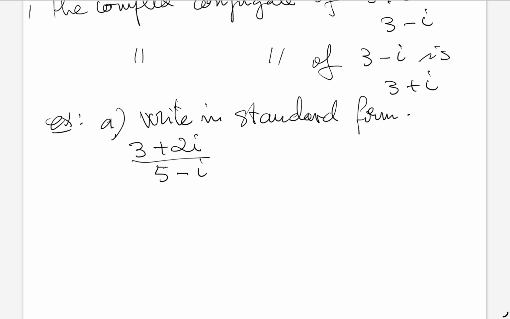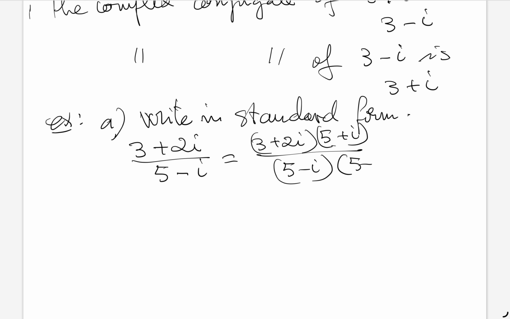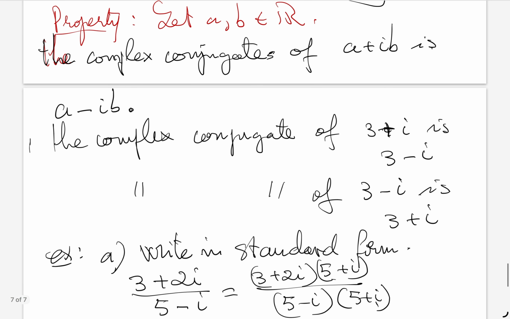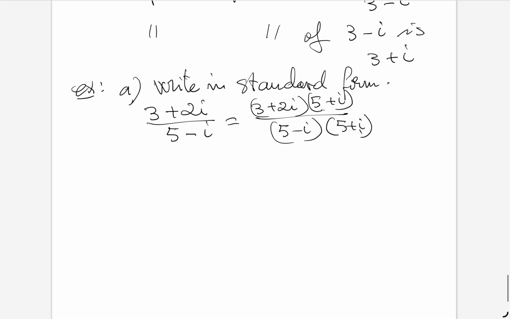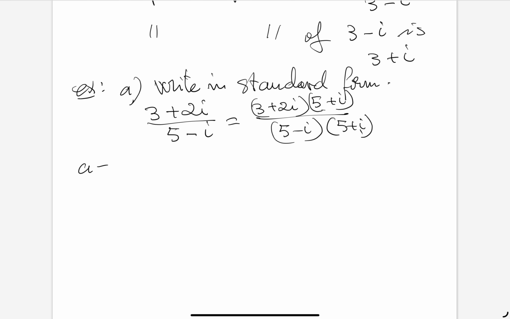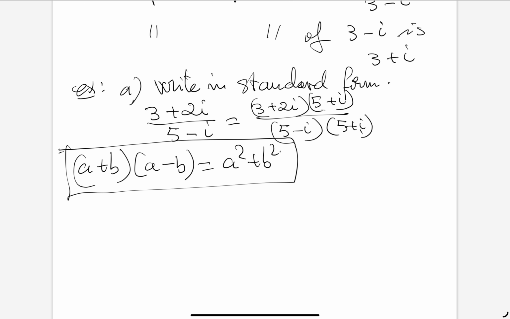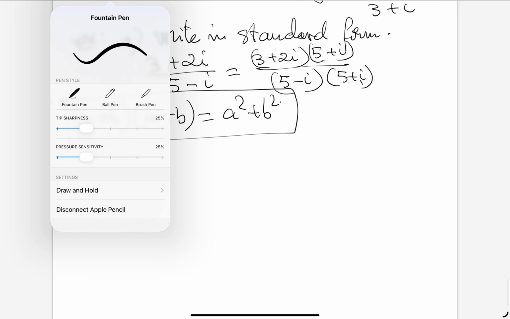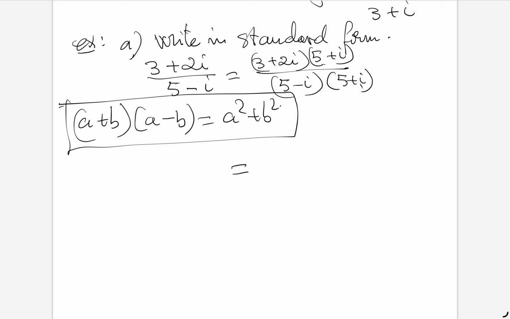Okay? So this one is equal to multiplying by the conjugate of the denominator: (3 + 2i) times (5 + i) divided by (5 - i) times (5 + i). And now it's a good time to apply the formula I wrote at the top: (a + b)(a - b) is equal to a squared plus b squared when b is imaginary. Use it. Okay? And then you can distribute this one. From here, you can distribute them.